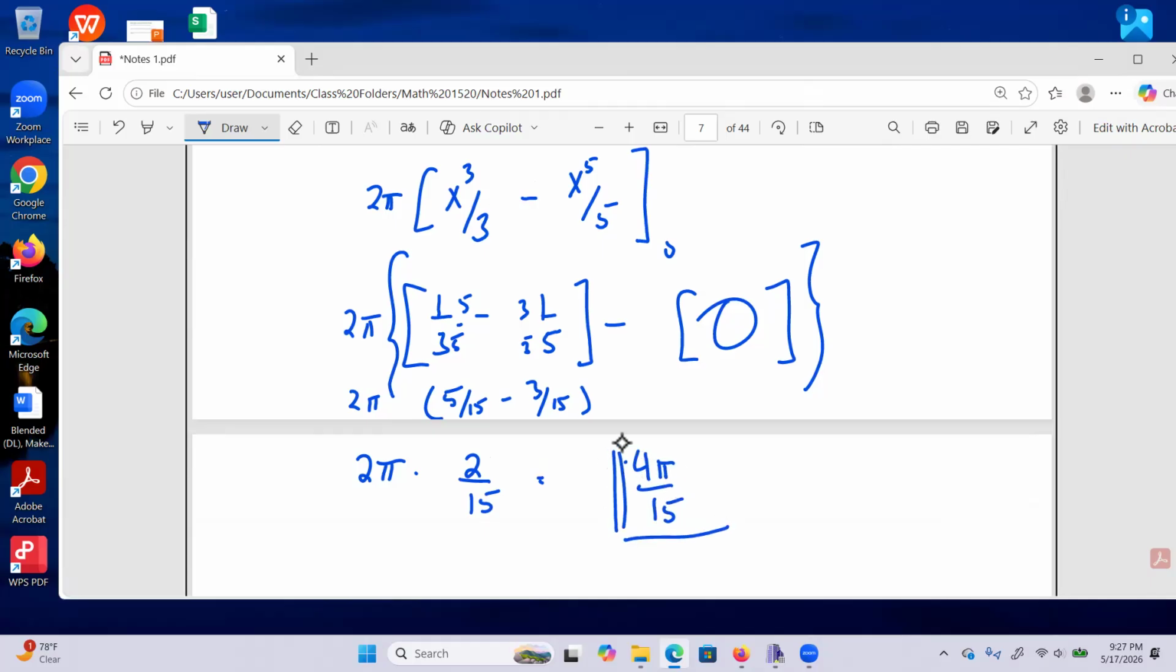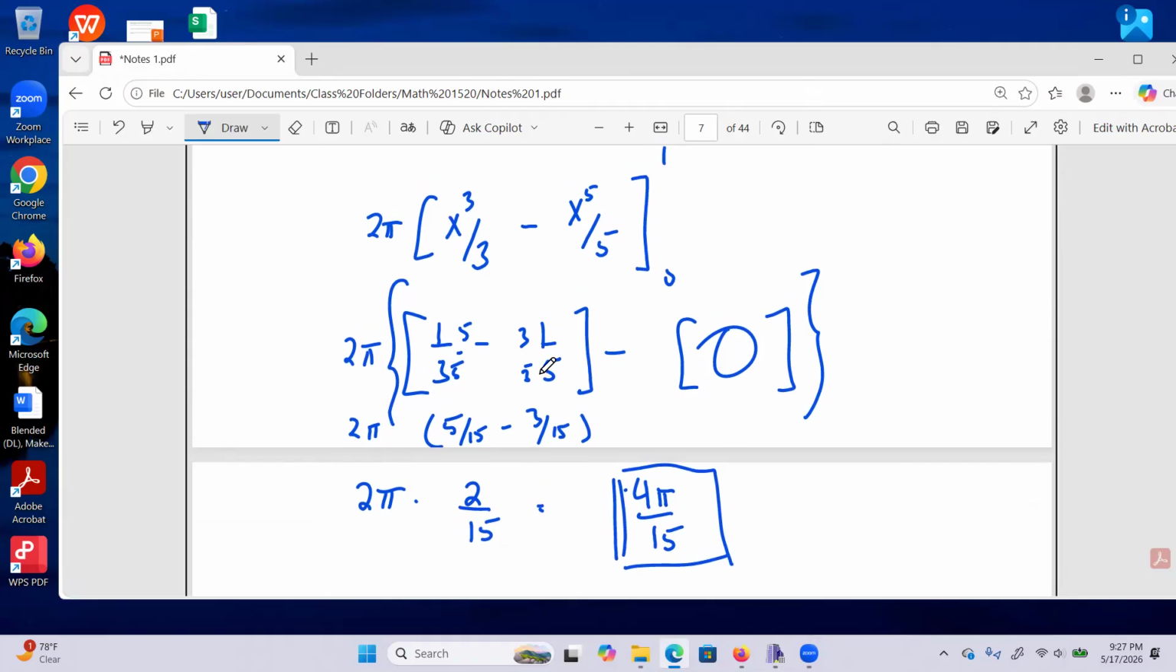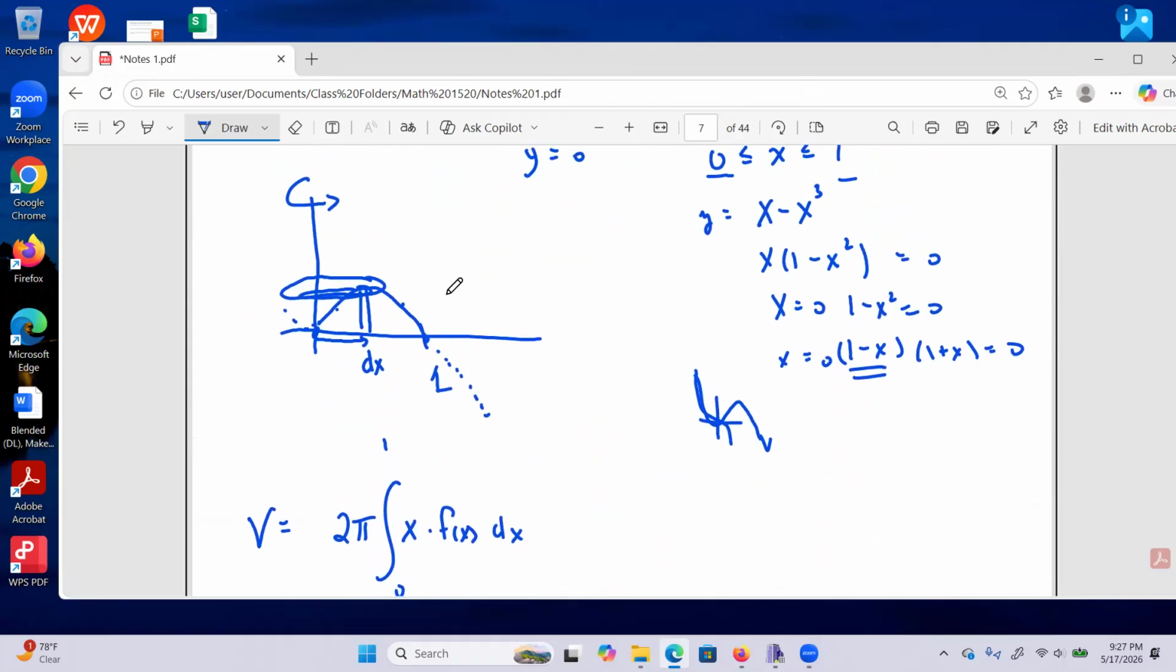And that would be my answer for this weird sort of mound-shaped thing that we've revolved around the y-axis here. And that's the first one that we're going to do here.